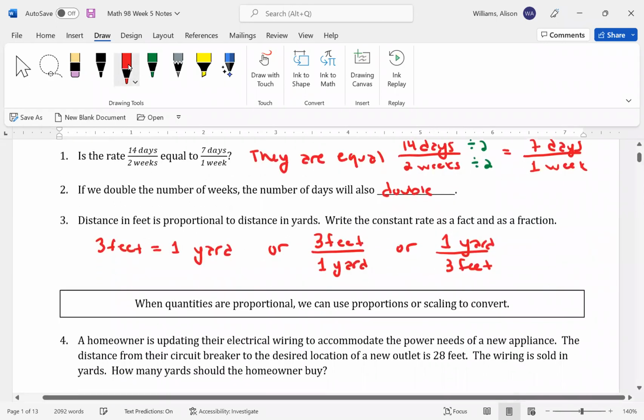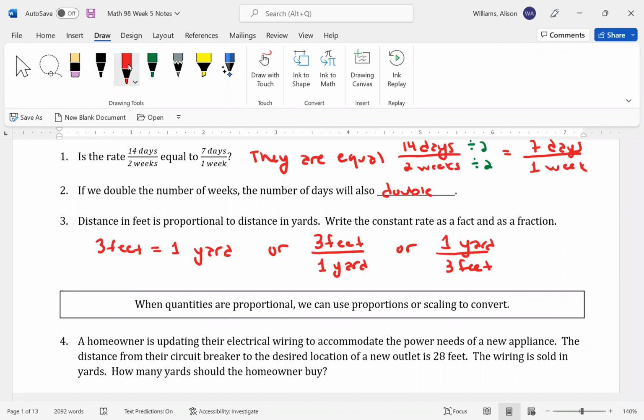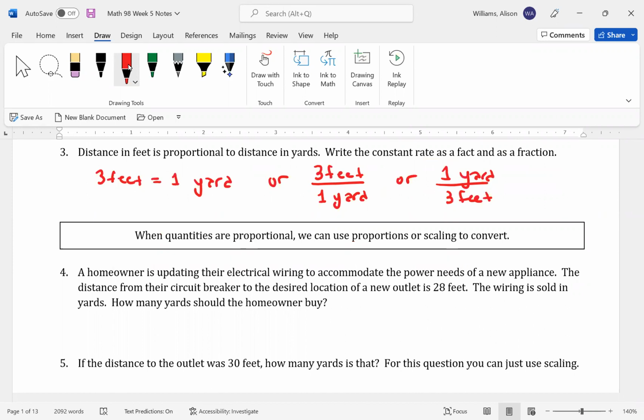When quantities are proportional, we have this idea of scaling, which we've talked about previously, to convert. Let's look at an example of what that means. A homeowner is updating their electrical wiring to accommodate the power needs of a new appliance. The distance from their circuit breaker to the desired location of the outlet is 28 feet. The wiring is sold in yards. How many yards should the homeowner buy? Using the idea that there is 3 feet for every yard, we could think of this as taking 28 and dividing it by 3.